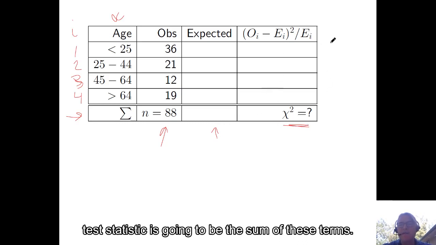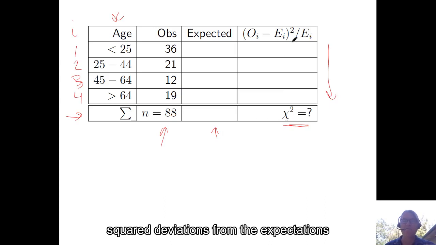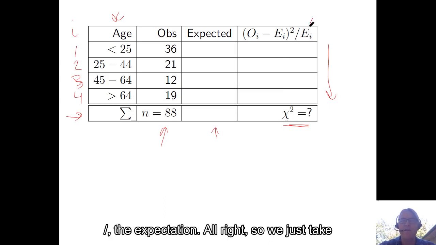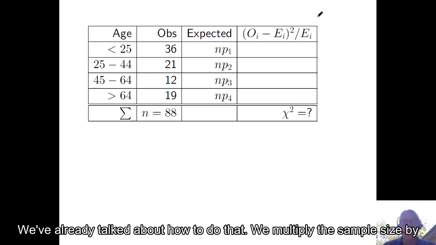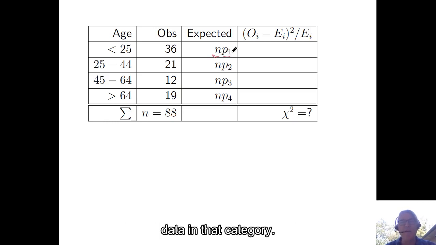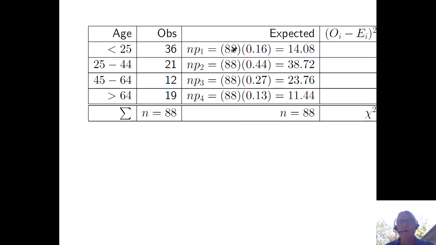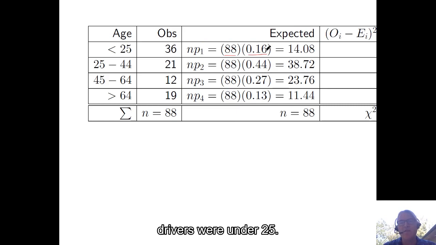The chi-square test statistic is going to be the sum of these terms, which are the squared deviations from the expectations divided by the expectation. All right, so we just take it step by step. First step is to get these expectations. We've already talked about how to do that. We multiply the sample size by the null hypothesized proportion of the data in that category. So in this case, the sample size was 88, and 16% of licensed drivers were under 25, so that gives us an expectation of 14.08.